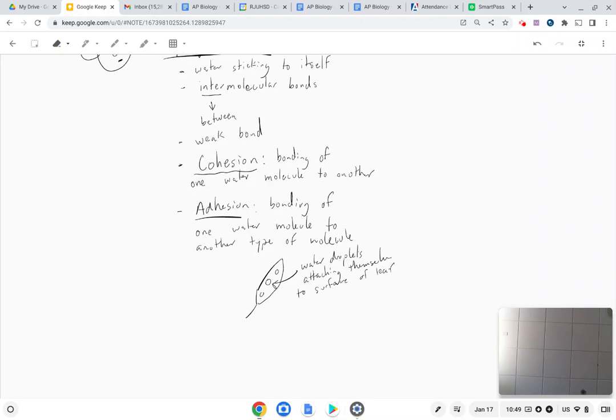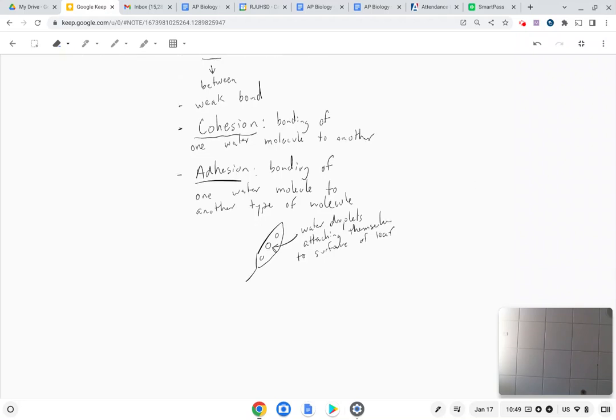So what allows water to bond to itself so well is the fact that water is polar. So we're going to kind of summarize our thoughts here and say that water's polarity is what makes it stick to itself.